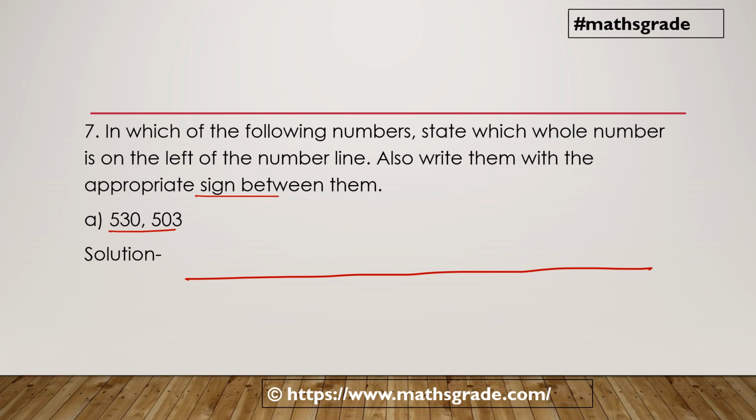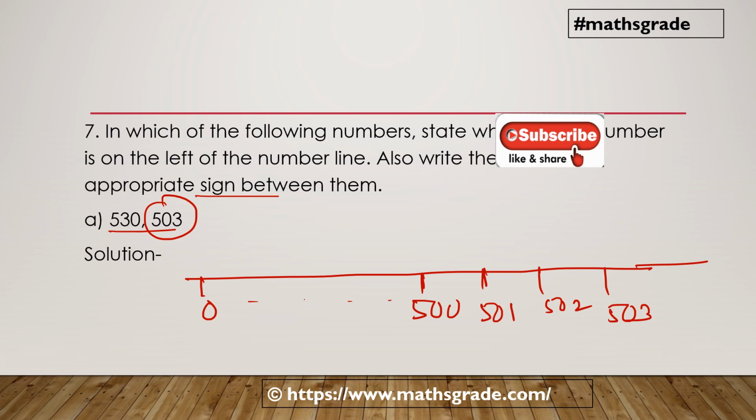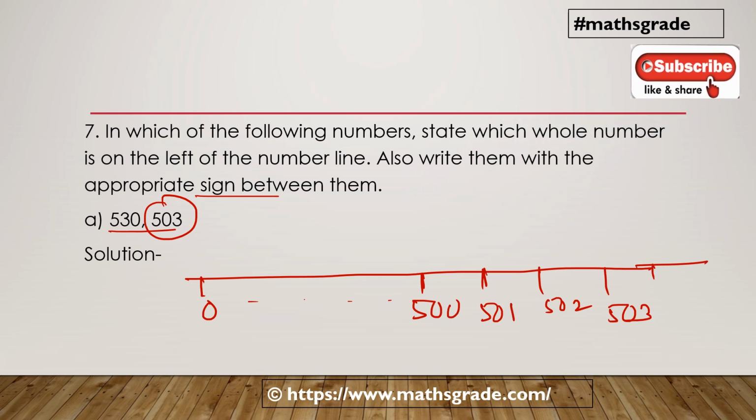This is the number line starting from 0. Suppose this is 500, and from 500, 501, then 502, 503. This is 503. Then 0 is in the 10's place of 503, and in 530, 3 is in the 10's place. We know 0 is a smaller number than 3.